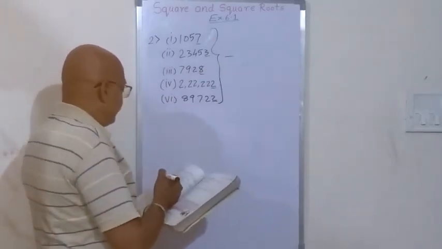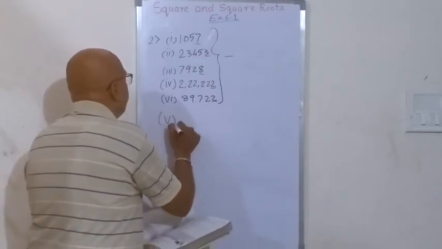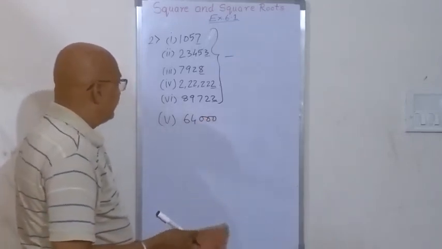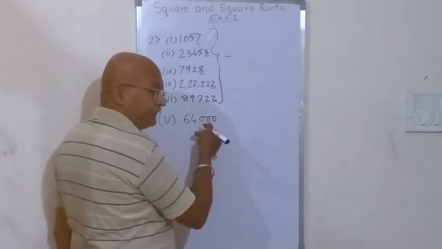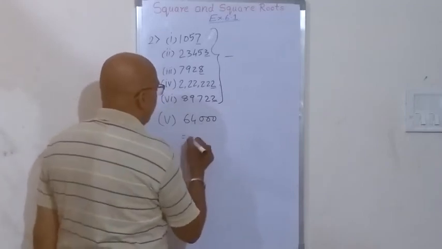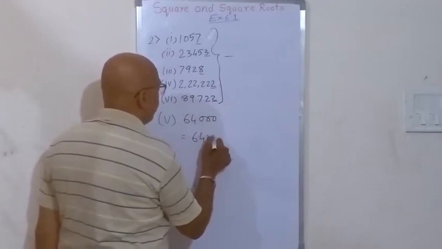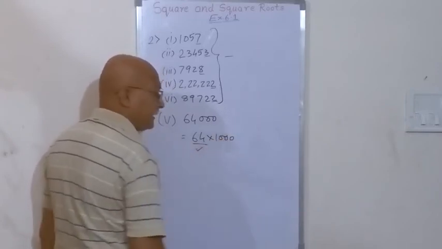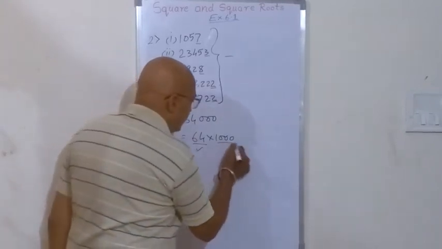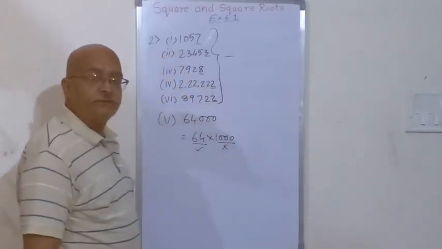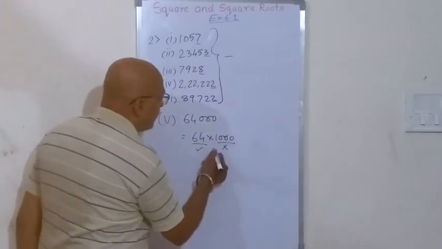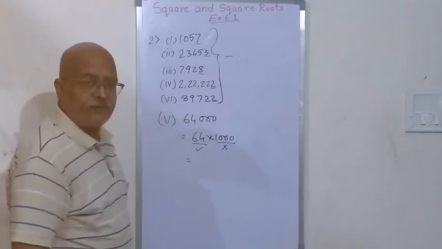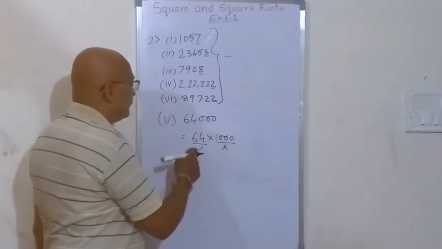Now remains the fifth one. In the fifth one it is 64,000. If it is 64,000, how can we write it? We can bifurcate this as 64 multiplied by 1000. Now see here, 64 is a perfect square, but 1000 is not a perfect square, and therefore the product of these two will never be a perfect square. Got it clear? So we have to write in this way.